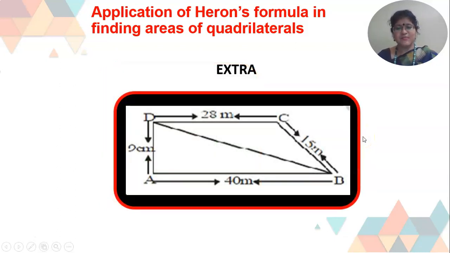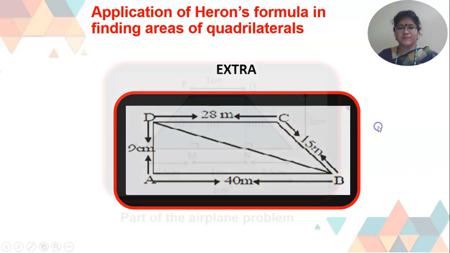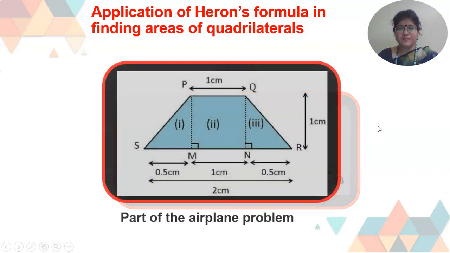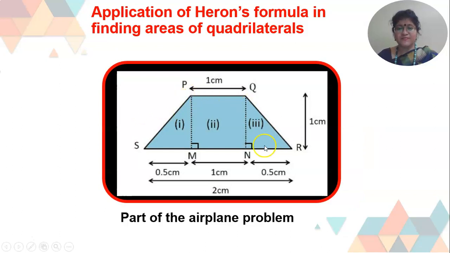This is again a similar type of problem where this is a right angle triangle, and here in this triangle DCB, you will calculate the area by Heron's formula. A trapezium PQRS, and how would you calculate the area of this trapezium? By using the formula half into sum of the parallel sides into height.